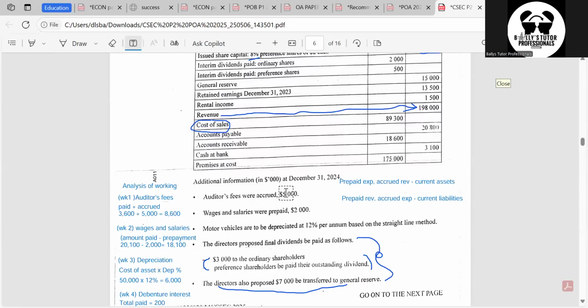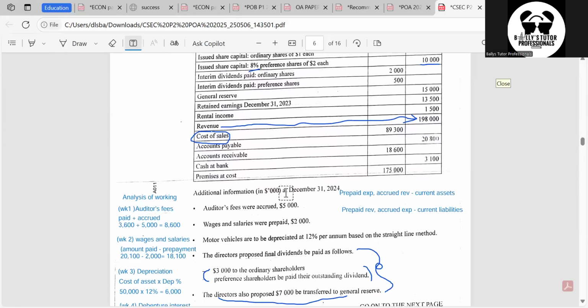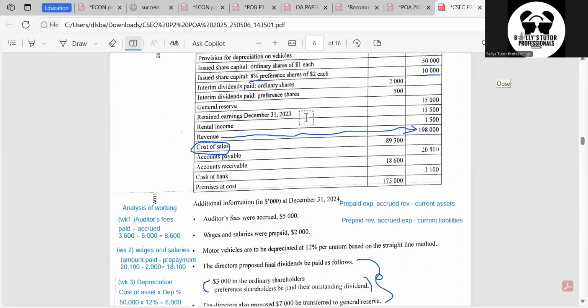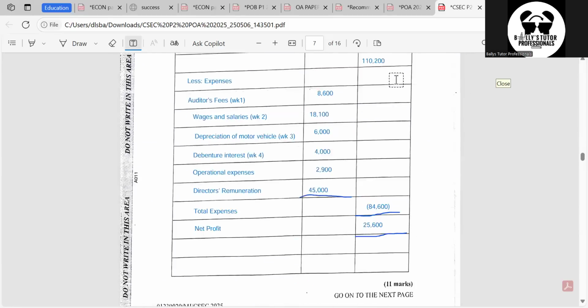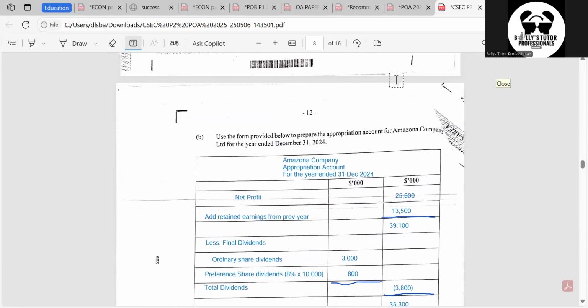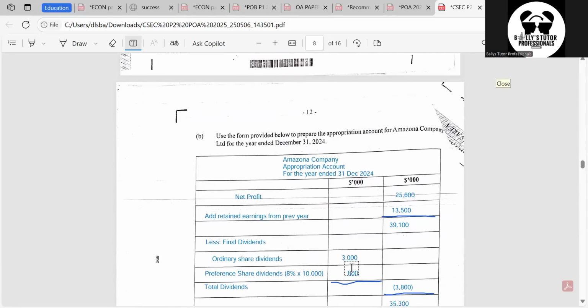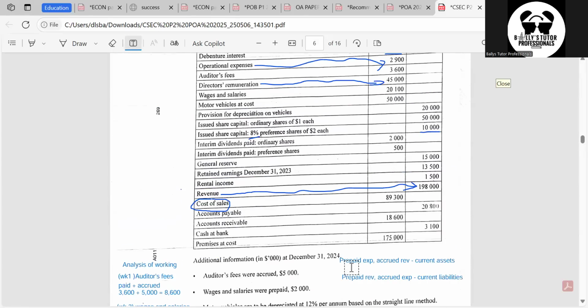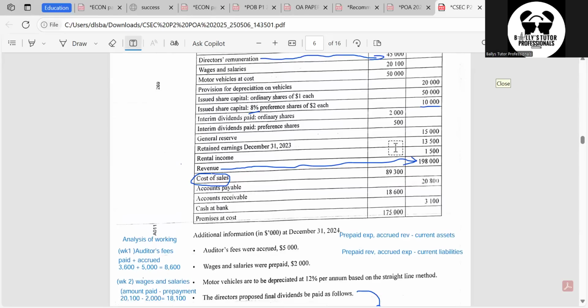We also have the dividends payable. We always forget that. Total dividends for ordinary shares was 3,000 and we paid 2,000, so we're still owing 1,000. Total preference shares dividends would be 800. Owing 800, we paid 500, so we're still owing 300. So that has to be recorded as a current liability.